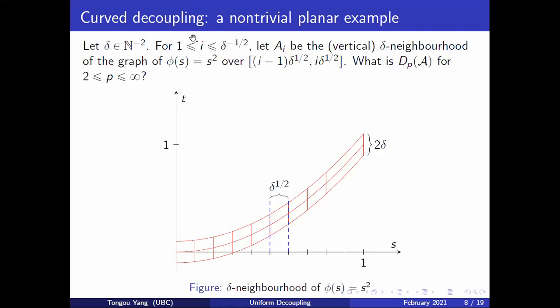So a first example is the classical example proved by Bourgain and Demeter. What they considered is a curve, and the model case is just the unit parabola, for example, phi of s equals s squared. We divide its vertical delta neighborhood into these pieces, and each of them has width delta to the power 1/2. You may ask why we choose this scale. Later I will explain why this is important when we come to the geometry of the problem.